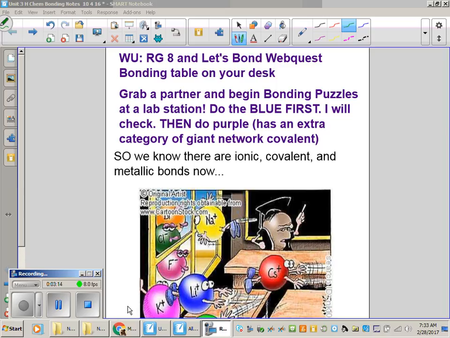All right, and you have 10 seconds to make some final choices. One of these is metallic. I remember metallic is just a flat structure. I'm going to say this is giant covalent, and this is giant covalent. I'm going to say that's giant covalent.